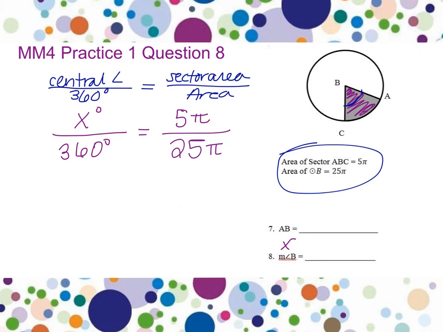The first thing I would probably do here is I would probably just simplify this by dividing pi from both sides of that ratio, or both parts of that fraction. All right, so now we can cross multiply, and I'm not going to include pi in my cross multiplication. So x times 25 is equal to 360 times 5. So 360 times 5 equals 25x.